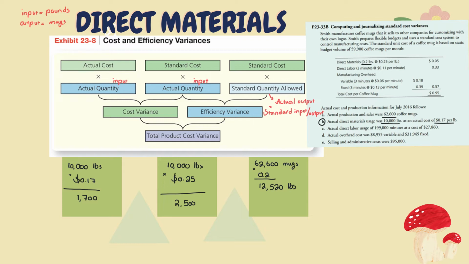I need to multiply this answer with standard cost, which is 25 cents per pound. Again, I have pounds, not mugs, so I should not use the 5 cents per mug. I need the 25 cents per pound. So the answer will be 3,130.